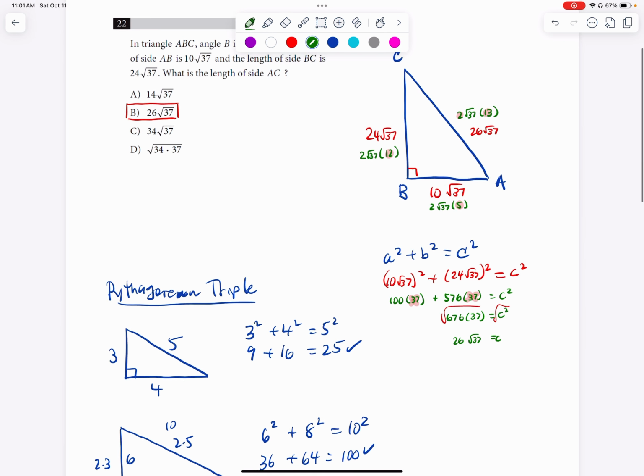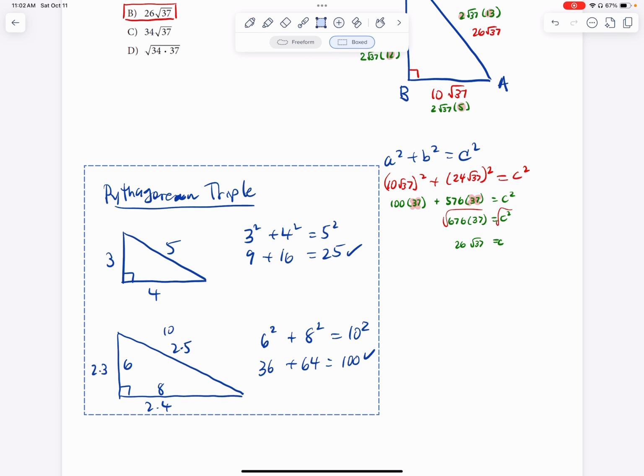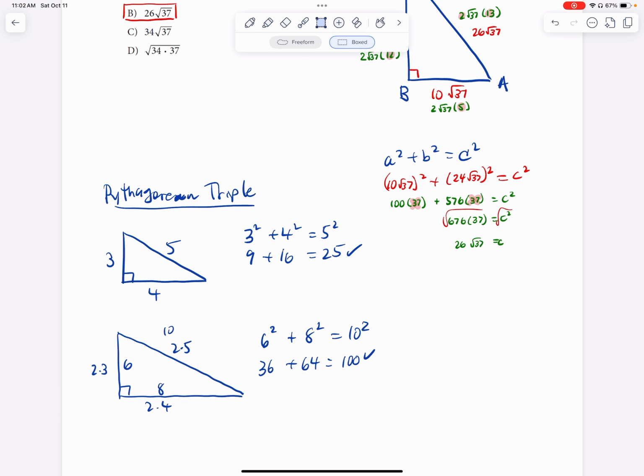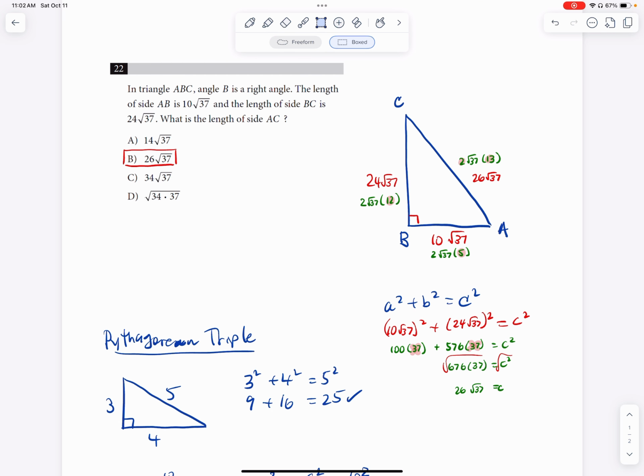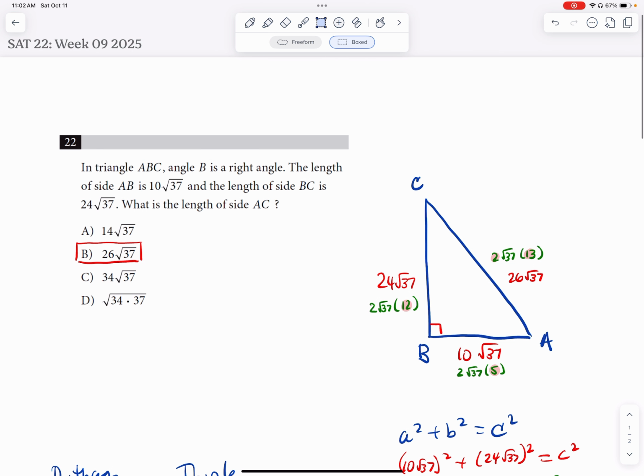There's another way to do it. Again, this is assuming that you didn't know about the Pythagorean triples as a shortcut, which I'm telling you, folks, is in fact the way to go. All right, so that should wrap up this video on using the Pythagorean theorem or shortcuts with Pythagorean triples.